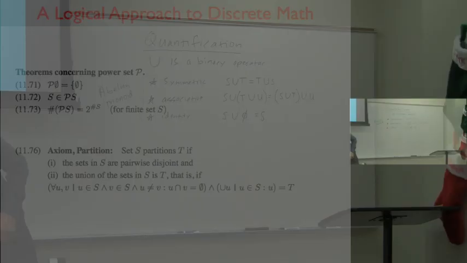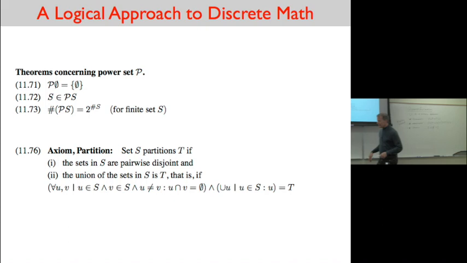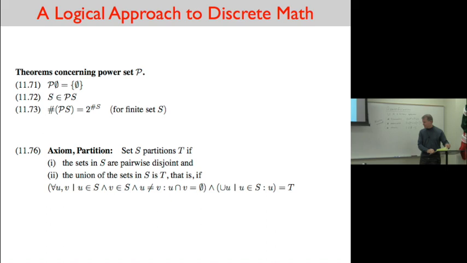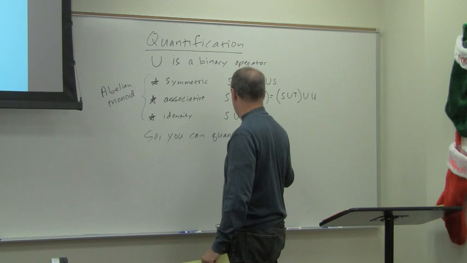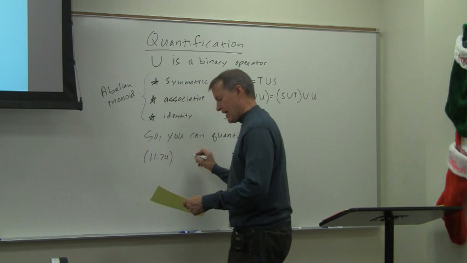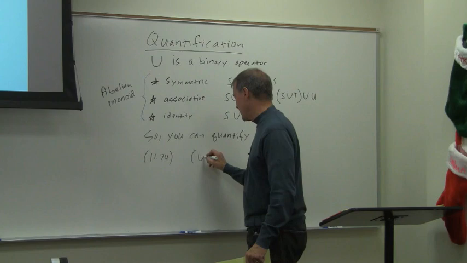Now let's take a look at 11.70. Oh, I don't have it on my slides. 11.74. Okay, so we don't have it either. You can quantify. We won't do it a whole lot, but 11.74 in the book has an expression like this. You can say the union over X, range R, body E.